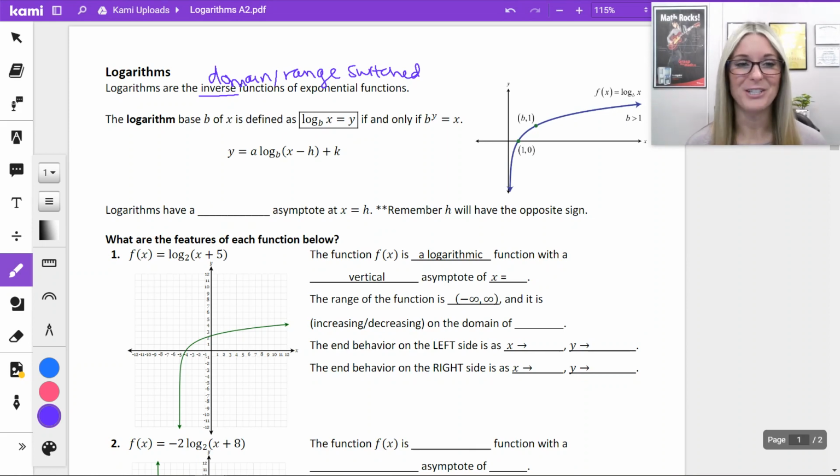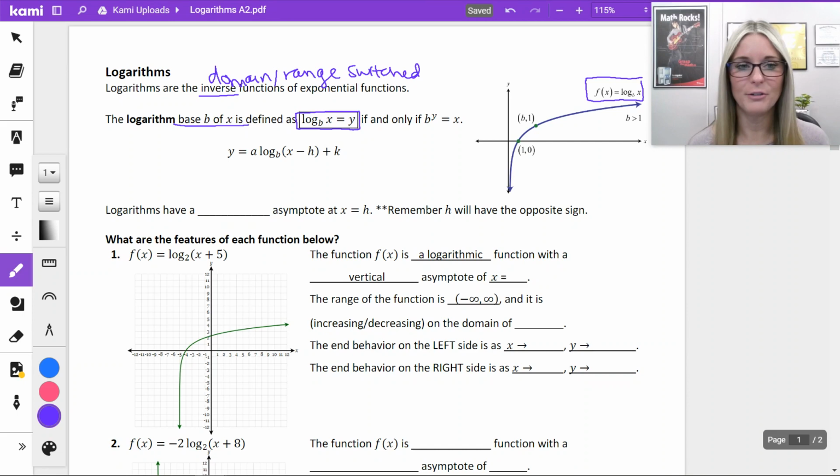They are just inverses. The logarithm base b of x is defined as log base b of x equals y. That is how it is read, logarithm base b of x if and only if b raised to the y equals x. That last part we'll talk about later in our notes. I do have it graphed over here to the right. f of x equals log base b of x, and you can see that shape.